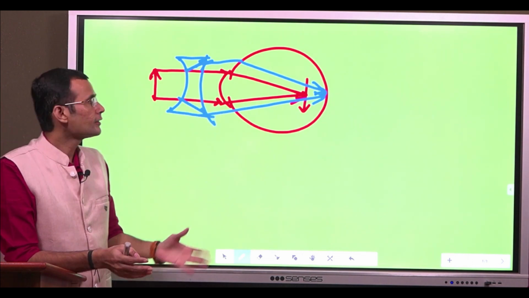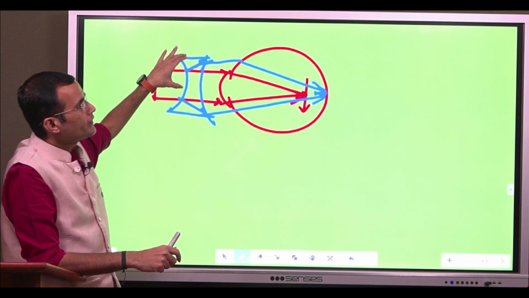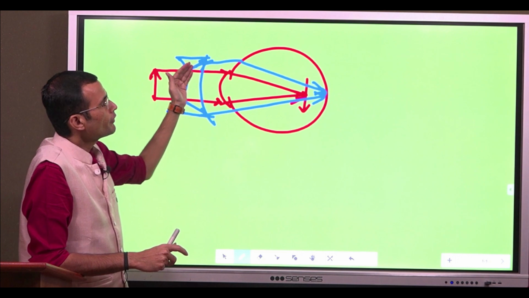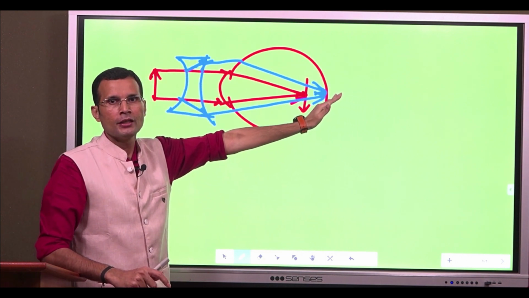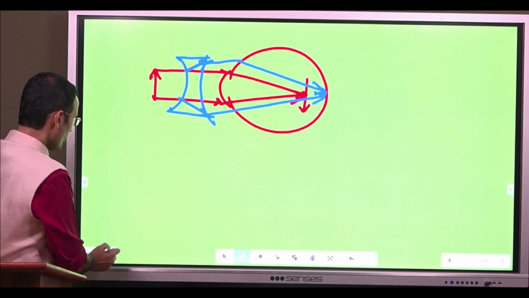The point is that there will be divergence of the light rays by the concave lens, and then they will converge. So they will go a certain distance and meet on the retina. So that's the correction for myopia.